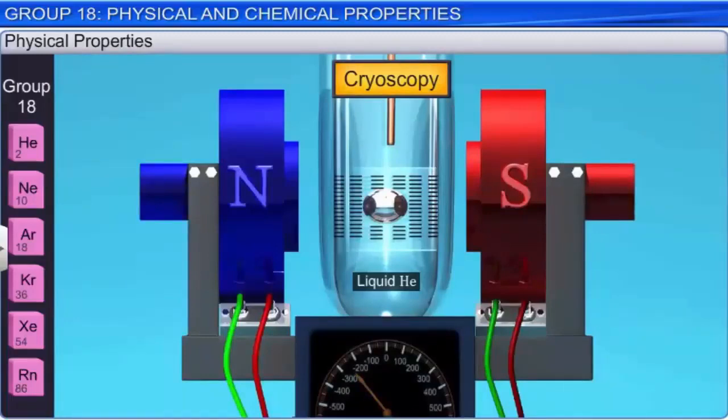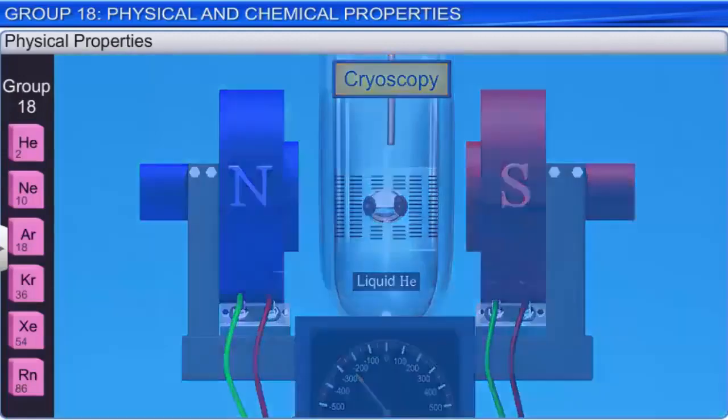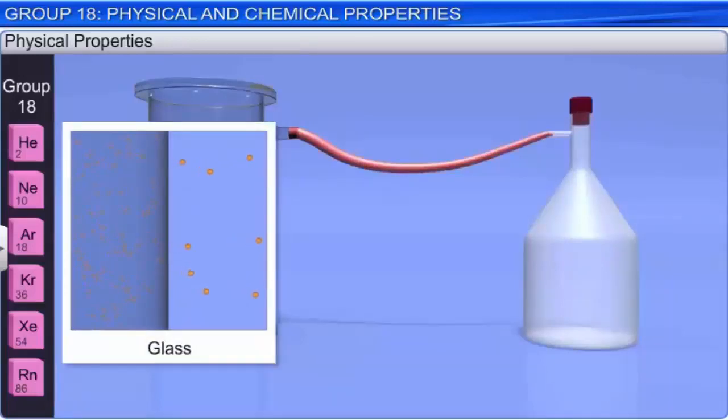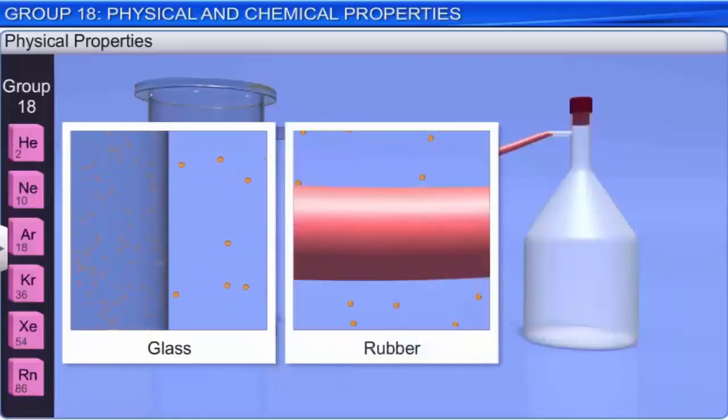Helium has the unusual property of being able to diffuse through glass, rubber, and plastic, which are commonly used as laboratory materials.